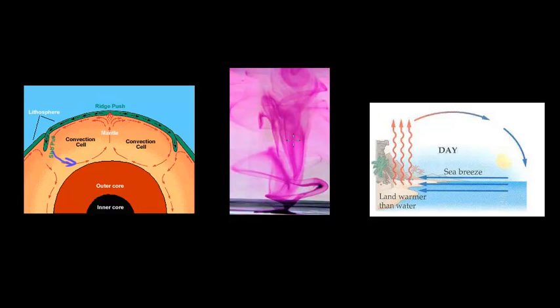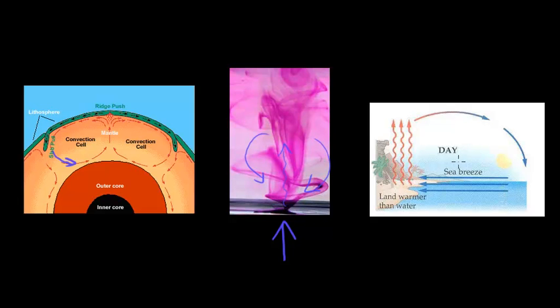On a smaller scale, if you look at a liquid, a glass of water, let's say, and if you drop a little crystal of potassium permanganate and you heat it, then we create a convection current as the warmer water rises, becomes less dense, and the cooler water will take its place.